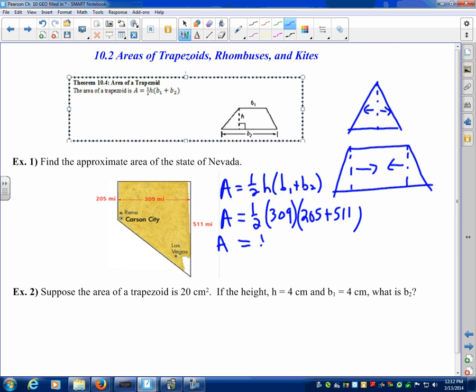I'm going to go ahead and add together the 205 and 511 to get 716. And then on your calculator, go ahead and punch that in. Somebody got a calculator handy? 221,260. Yep, and then you've got to divide by 2. 110,622. That's a lot of square mileage.